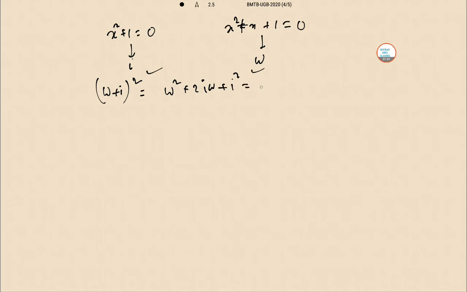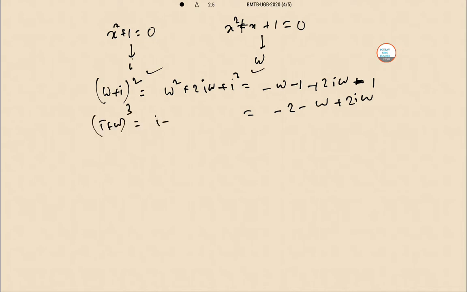i square will be minus 1. Omega square is minus omega minus 1, and 2i omega will remain the same. So replacing omega square with minus omega minus 1, this is 2i omega, and i square is minus 1. So we get minus 2 minus omega plus 2i omega. If I go for i plus omega whole to the power 3, then using a plus b, a square minus ab plus b square, in one way we can write minus 2 minus omega plus 2i omega.